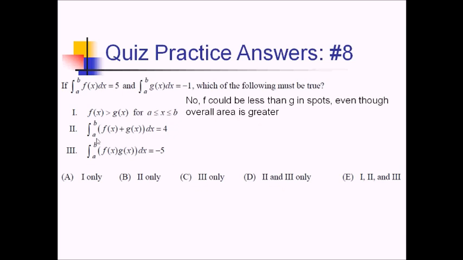Next option, the integral from a to b of f of x plus g of x equals 4. So they're essentially saying, since these have the same limits of integration, we can add the two functions together to get kind of a combined area of 4. And this is true. This is one of the integral properties that you may have seen.